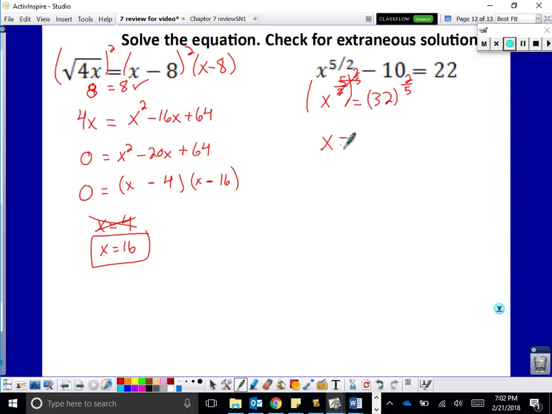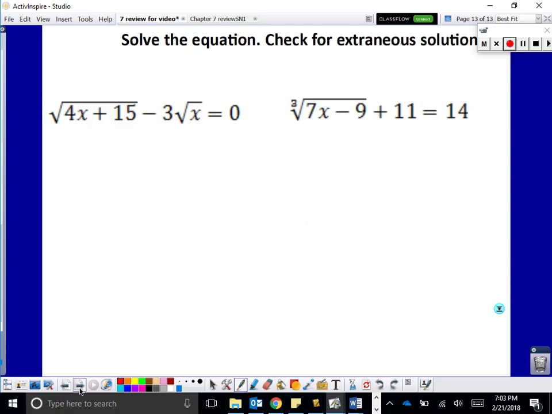Those are gone. And I've got x is equal to 32 to the 2/5, which is the 5th root of 32 squared. So I'm going to get x is equal to the 5th root of 32, which is 2, so 2 squared. This gives me x equals 4. That one I don't need to worry about because this was a rational exponent. Okay, so that one we're good to go. For the sake of time, we won't check it.